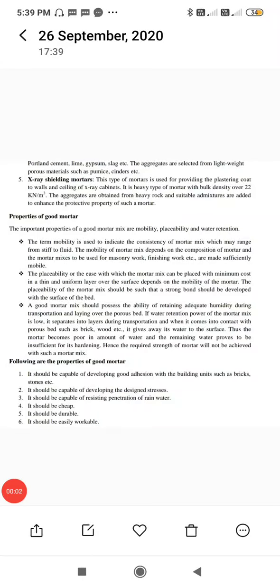The Portland cement, lime, gypsum, slag, etc. The aggregates are selected from lightweight, porous materials such as pumice or cinders, etc.